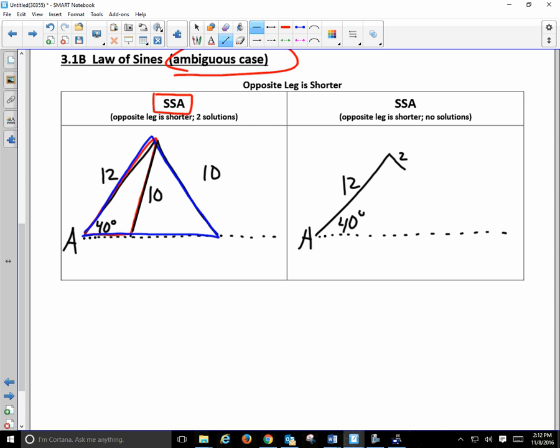Sometimes you have an opposite leg. Again, if you go down the list, you see it's side, side, angle. Is the opposite leg longer or shorter than the other given side? It's shorter. If you look in this case, it's just too darn short. I can't stretch it to reach all the way down. It's just 2. It can't reach the other side. There's no solution. And so in this situation, the opposite leg is just too short. There's no solution at all.